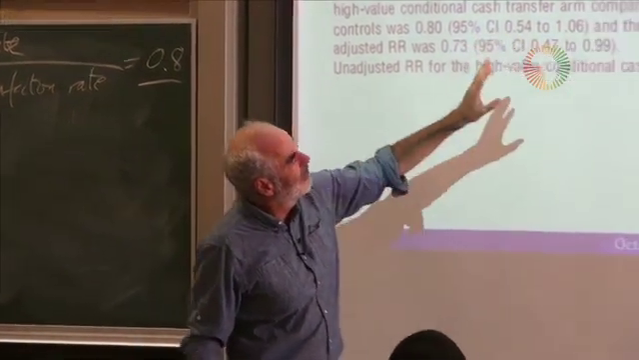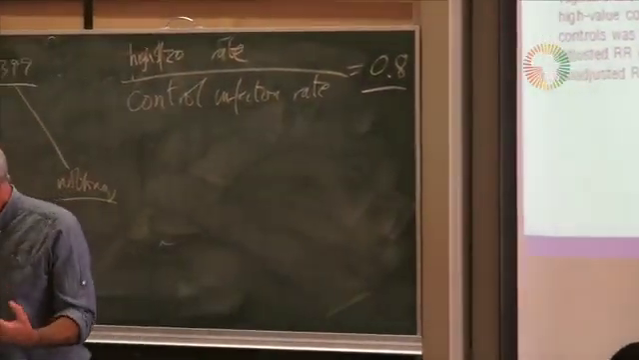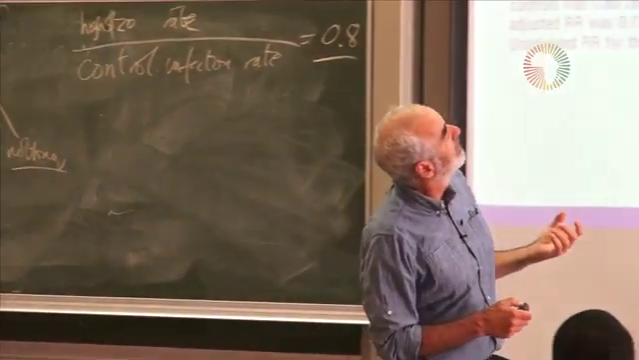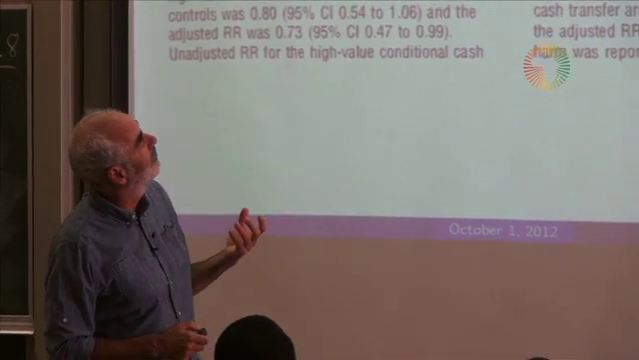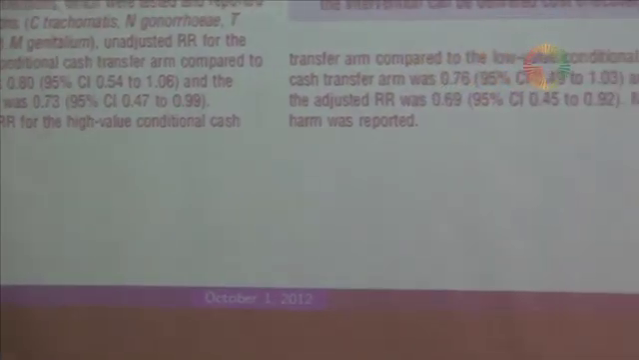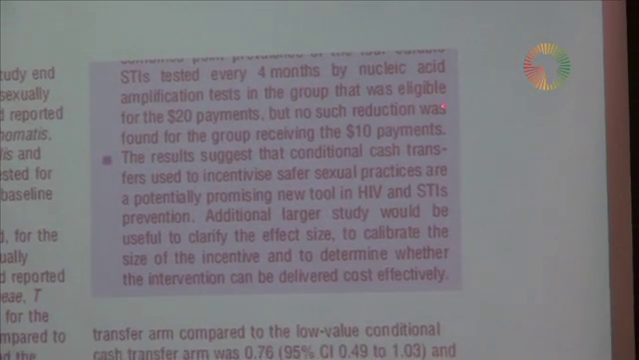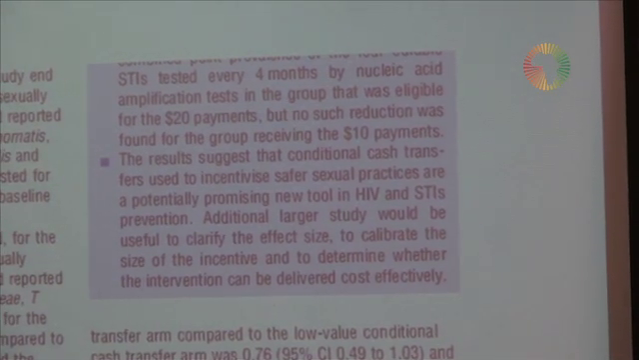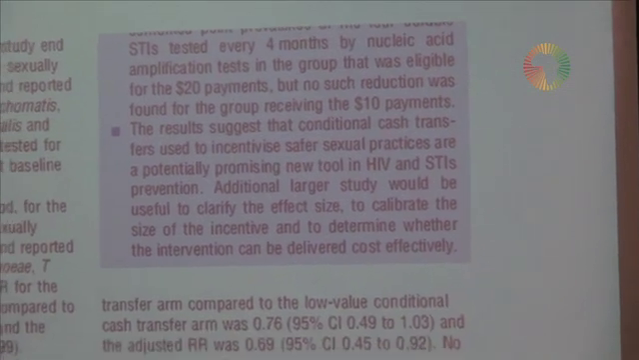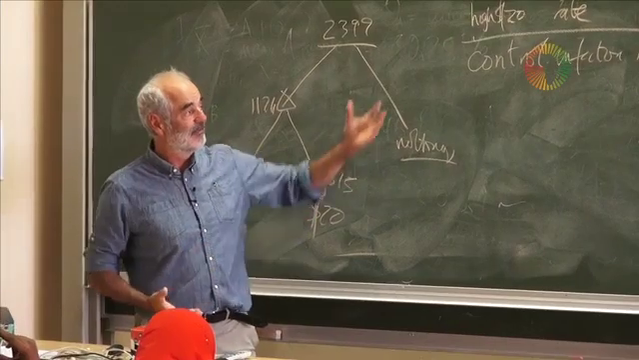So what they suggest is that the $20 seems to work, and the $10 doesn't. They found a reduction for the $20 payment, but no such reduction was found for the group receiving $10 payments. And they say we should do more studies. So they actually did this study and found what looked like an effect, even though, even with 2,000 people, it still wasn't really big enough.